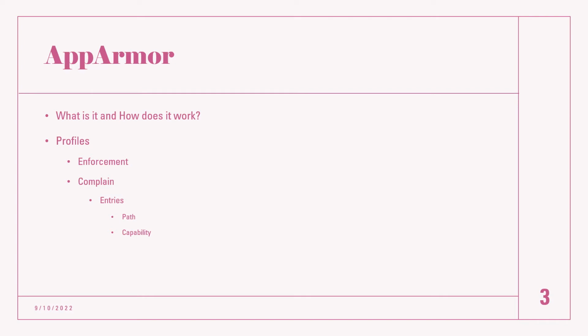With these profiles, there are two main types of entries used in them: path entries and capability entries. Path entries determine what files an application can access, and the capability entries determine what privileges a process can use. So basically, AppArmor assigns different program profiles to determine what files and permissions that program may or may not need access to.